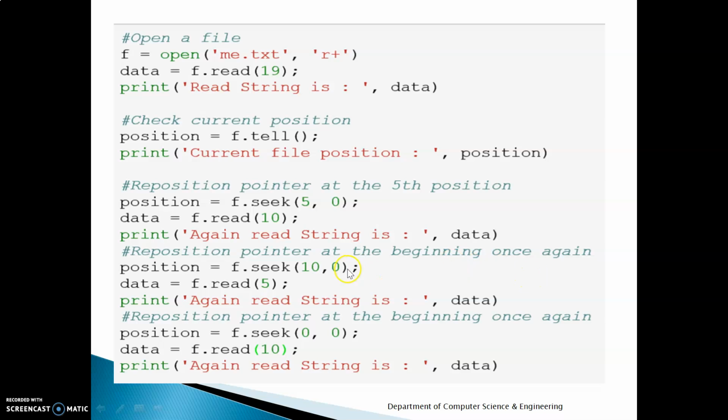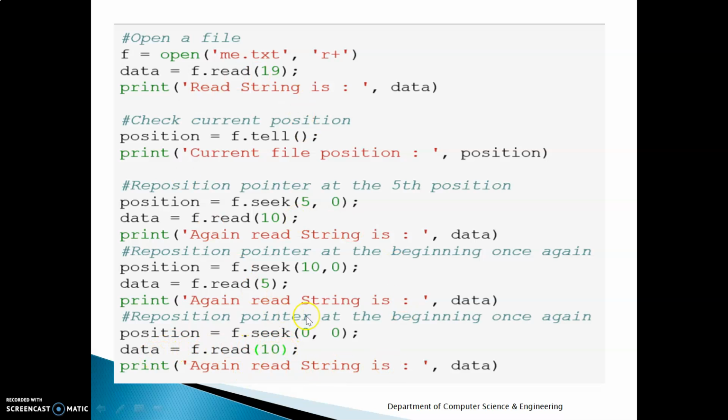Then reposition the pointer once again. You want it to come back here. Since you had read 10, you give 10 and then 0, and then data equal to f.read(5). Print the read string as data again. Actually this is not the beginning. Here you are positioning at 10, because when you say beginning, it is the 0th position. From here you are again reading 10, and printing the read string.